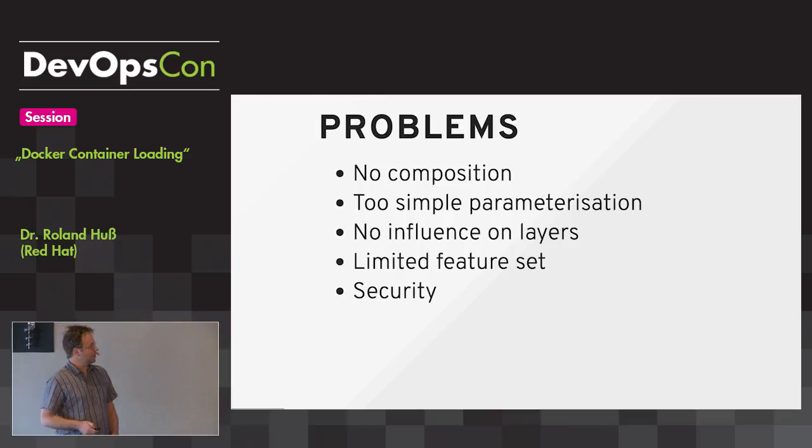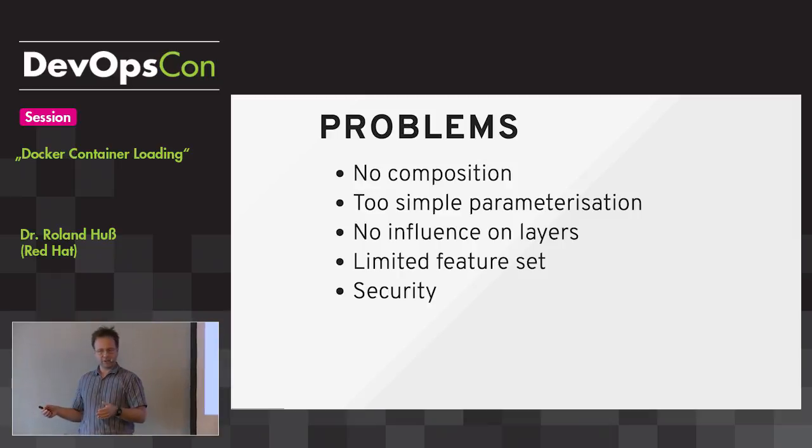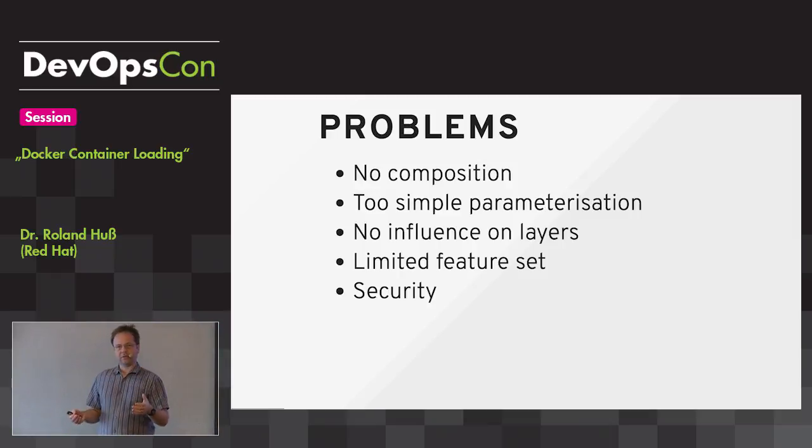But there are other problems. One of the biggest problems is if you make many images, if you create many similar images, you might want to reuse certain parts of the Dockerfile.